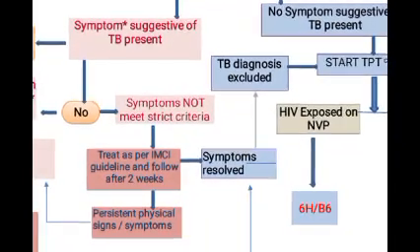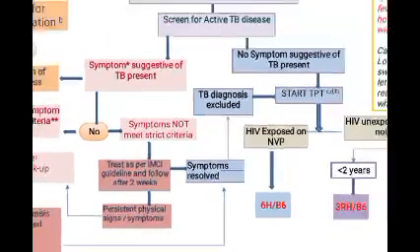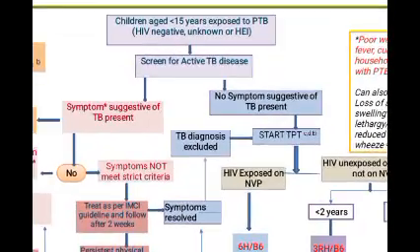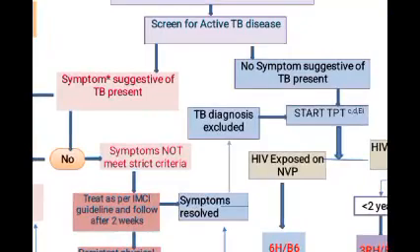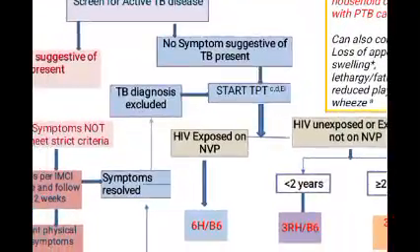Persistent physical signs or symptoms: go on, screen for active TB. On the right side, no symptoms suggestive of TB present. TB diagnosis excluded. Start TPT. Then symptoms resolved. HIV exposed on NVP: go on 6H per B6.